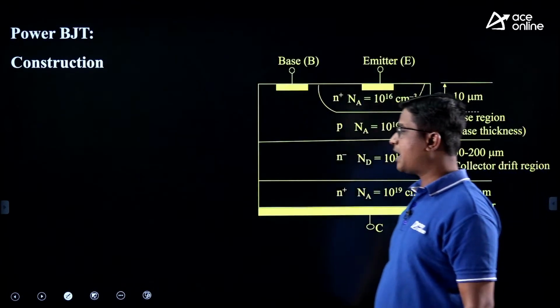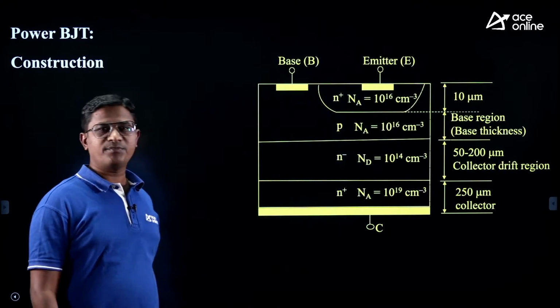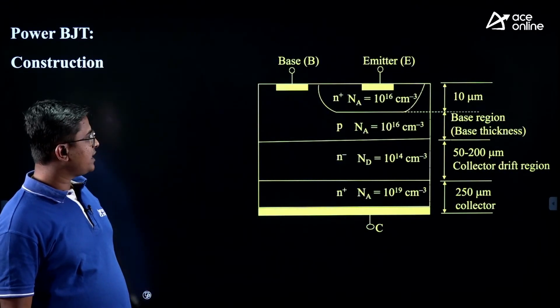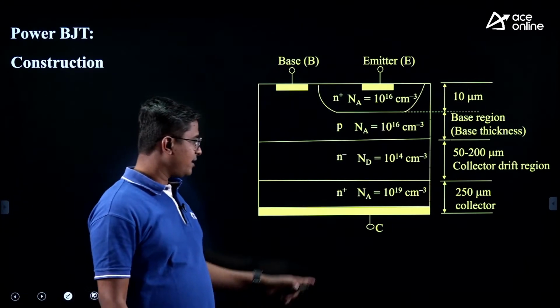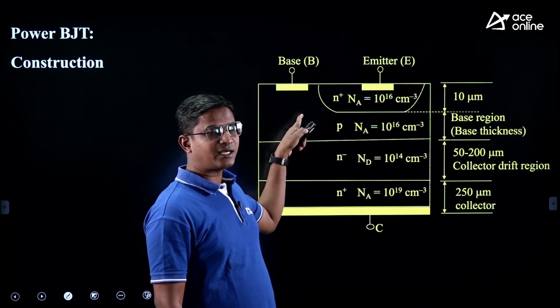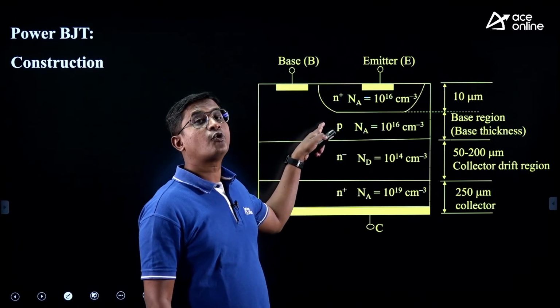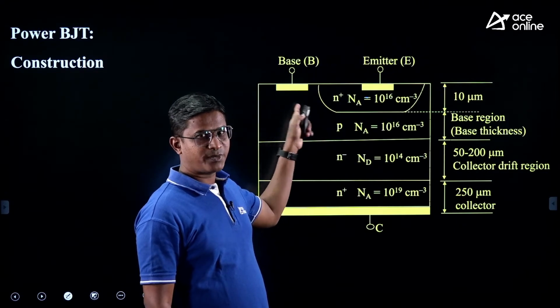Power BJT, bipolar junction transistor. So this is the construction of the BJT. In the BJT we have different layers: collector, emitter and base. If you compare collector, emitter and base, the base layer has comparatively less doping.